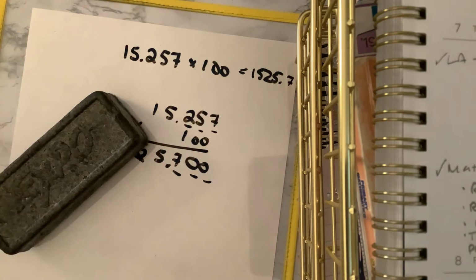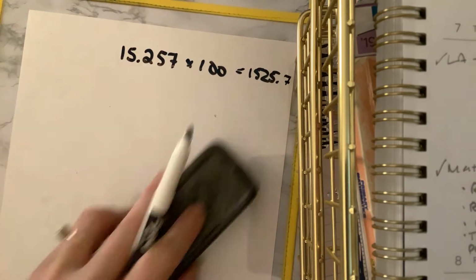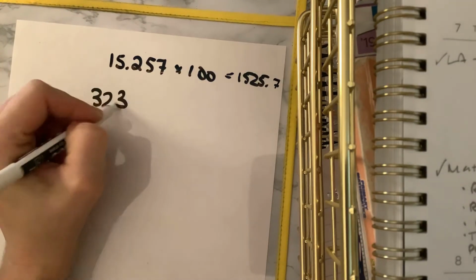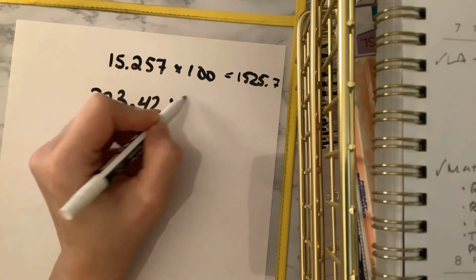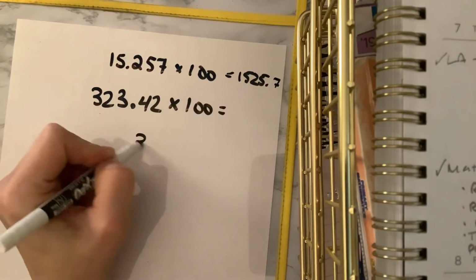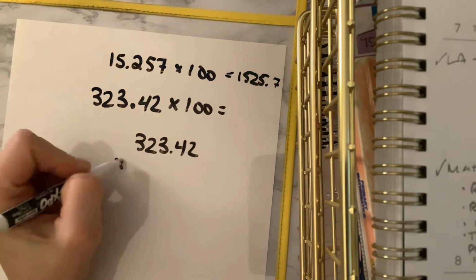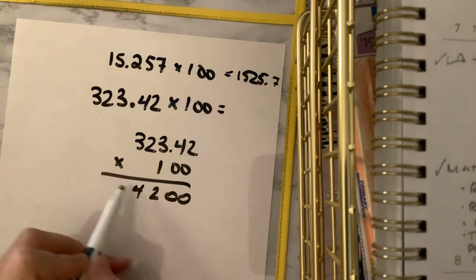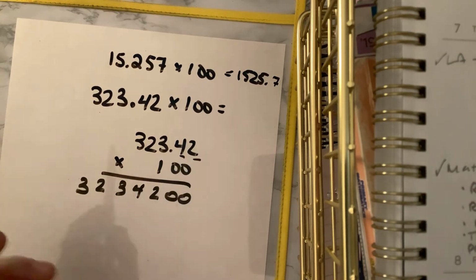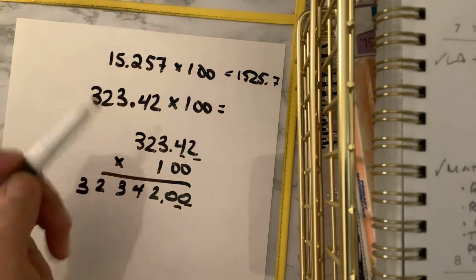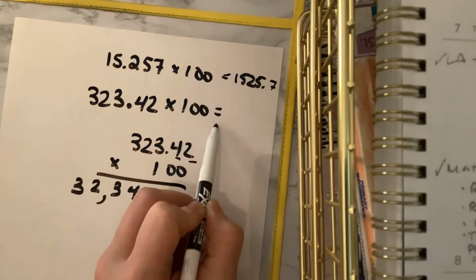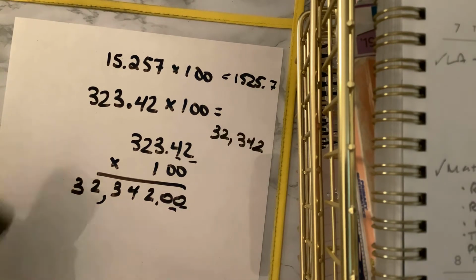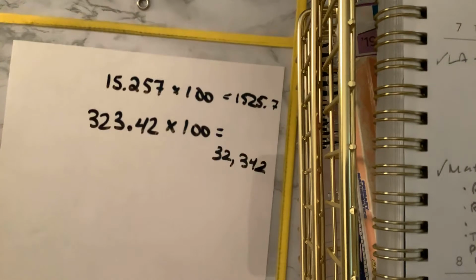Let's try one more before we try and conclude a pattern. How about 323 and 42 hundredths times 100? Okay, so we're going to do our multiplication vertically, just like we did. And again, our zeros hold our place. And then we multiply. There are 2 decimals, so 2 decimals, which tells us that our answer is 32,342. So as we compare these, do we notice a pattern?